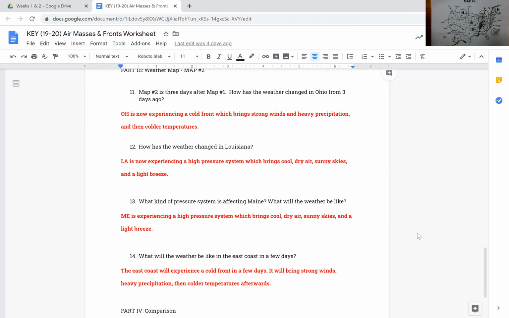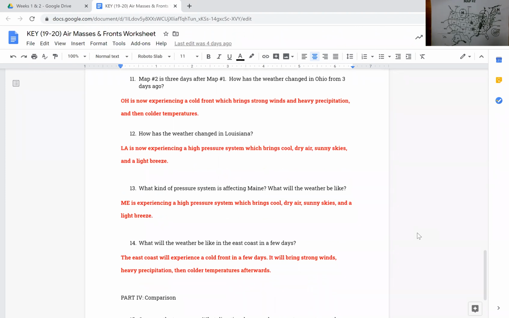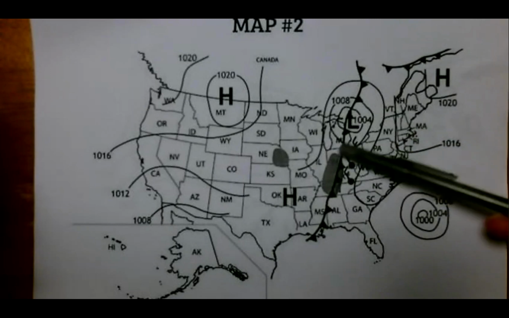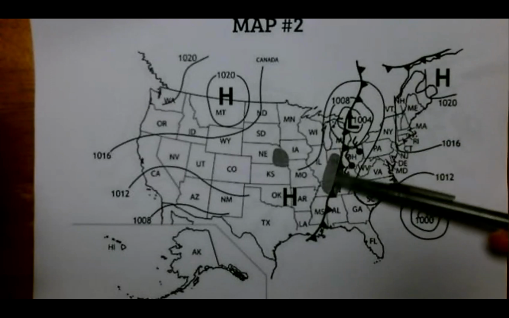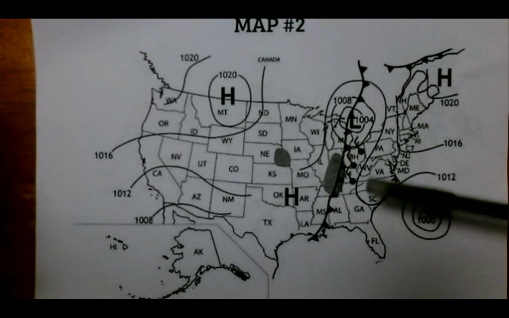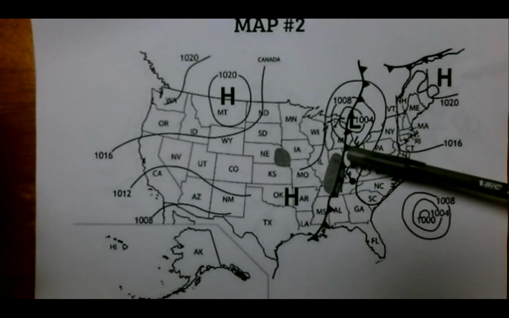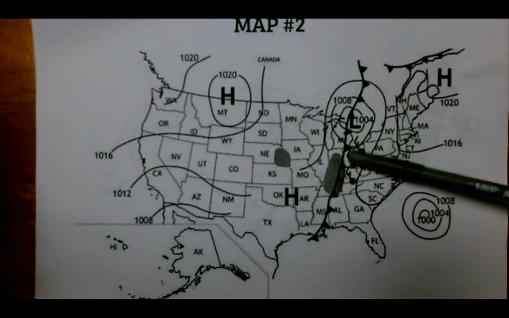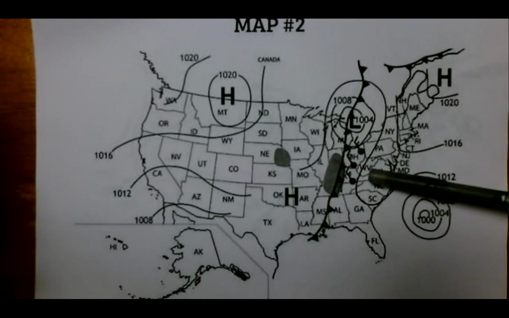And map 2 is saying, okay, 3 days after map 1, how has the weather changed in Ohio from 3 days ago? So if I look at Ohio, I have it right over here. Now you can see Ohio is going to be getting a cold front within that day. So you'd say, okay, cold front brings heavy rain, strong winds, and then cooler temperatures afterwards. And again, we don't need to worry about these wind symbols, but it actually does show that the wind is coming from this direction where the cold front's coming, go figure, and it's fairly strong because we have 1.5 notches up top.